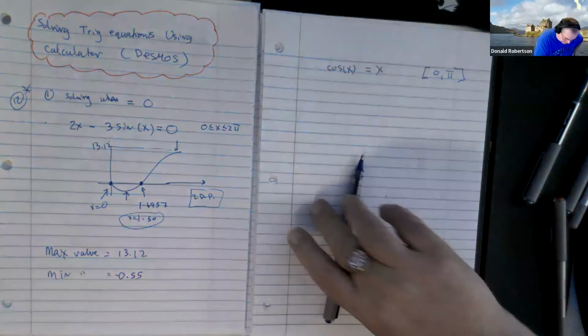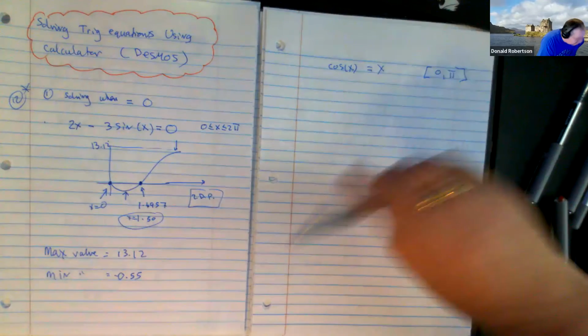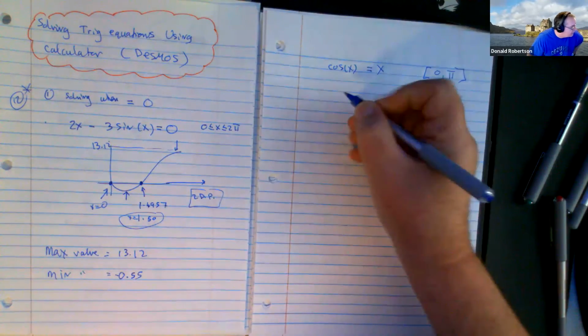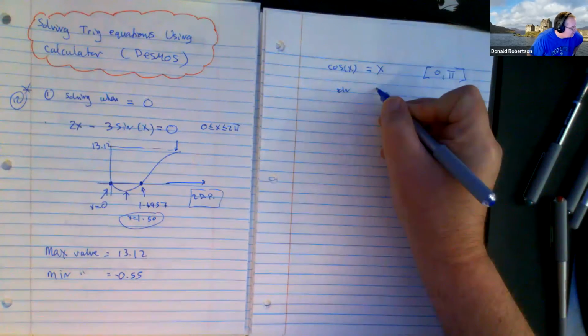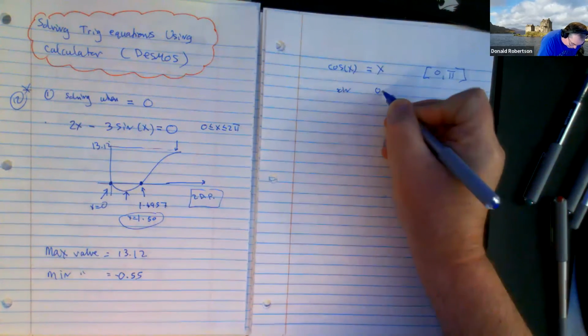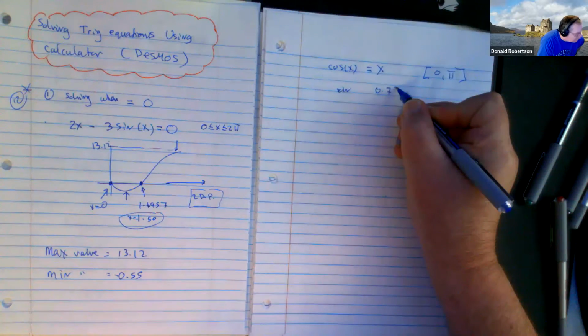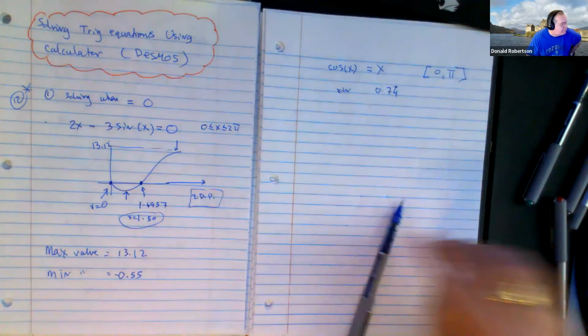Doing a lot of jumping around today. So the solution was 0.739. So to 2 decimal places, 0.74.